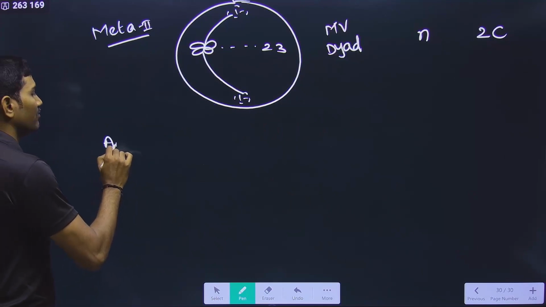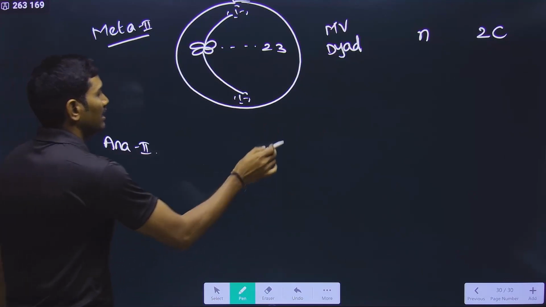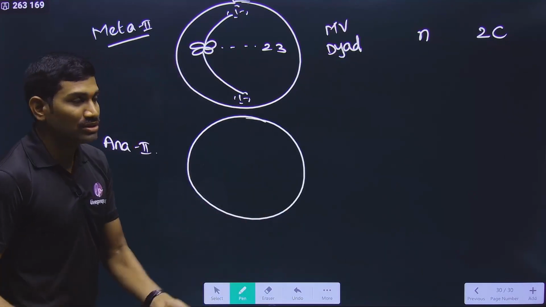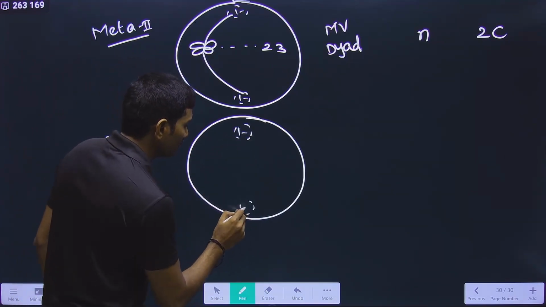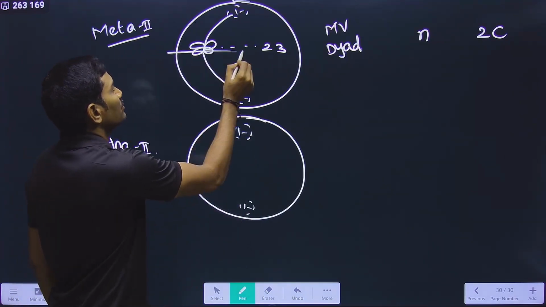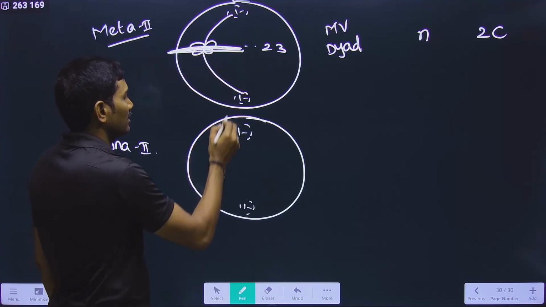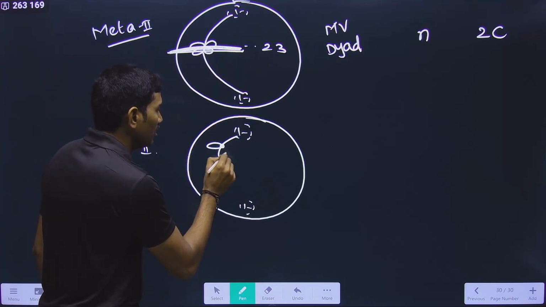Next one is anaphase 2. In anaphase 2, what happens? Like mitosis, here also splitting of the centromere will occur. This is the spindle pole, and this is the spindle pole. Splitting of the centromere will occur, so now the chromatids will move to both sides.